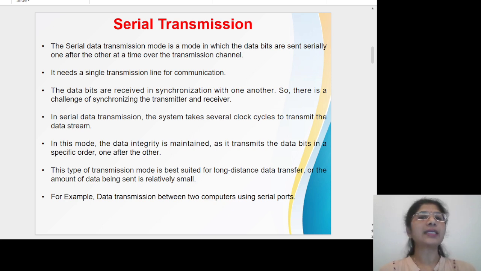In this mode, the data integrity is maintained as it transmits the data bits in a specific order one after the other. This type of transmission mode is best suited for long distance data transfer, or when the amount of data being sent is relatively small.